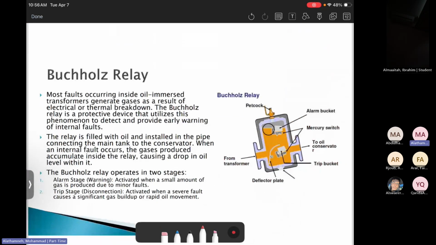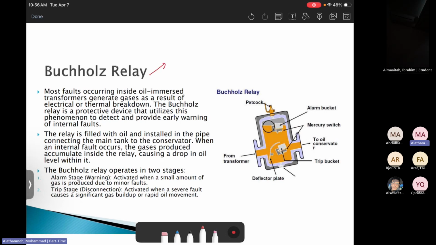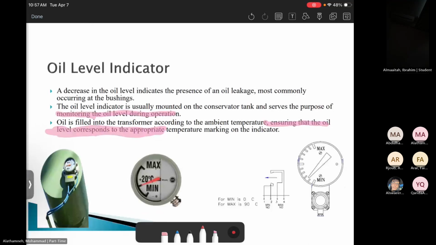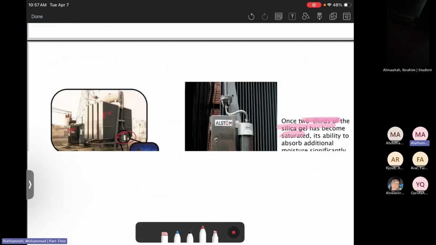There's another thing called the Buchholz relay. In Arabic, we call it Buchholz. The Buchholz relay is basically a relay used to determine the oil level, like an oil level indicator. Wait a minute. We already said that there's an oil level indicator here, right? So what's the point of the Buchholz relay since there's an oil level indicator?